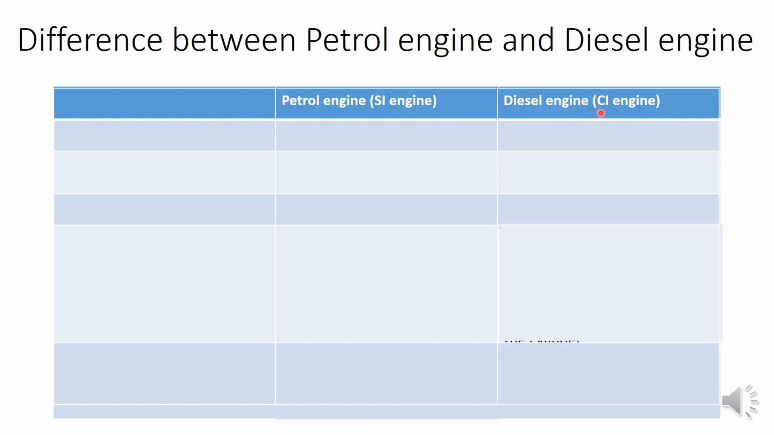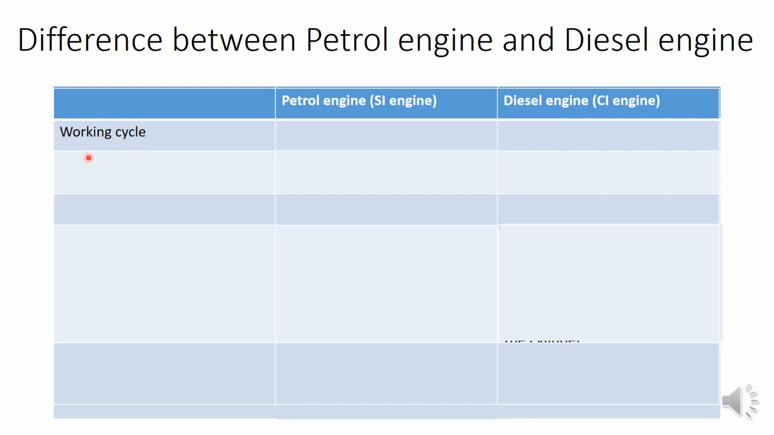Similarly, a diesel engine is also known as a compression ignition engine, because in a diesel engine we are compressing the air to reach the auto ignition temperature. So it is also known as a compression ignition engine or CI engine. In the examination, sometimes it may be asked: compare the difference between SI engine and CI engine. So it is the same as petrol engine and diesel engine.